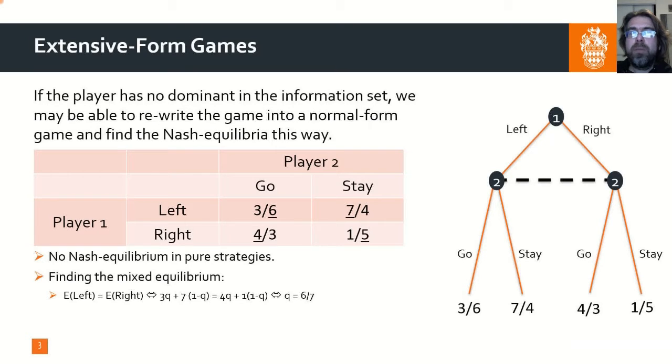We find the mixed Nash equilibrium by setting the expected value of each strategy equal. We find that player 1 is indifferent between playing left and right if Q is 6/7. Remember, Q is the probability that player 2 plays Go instead of Stay. And we find that player 2 is indifferent between playing Go and Stay when P is 1/2, which is the probability that player 1 plays left. So the mixed Nash equilibrium here is 1/2 left, 1/2 right, 6/7 Go, 1/7 Stay.